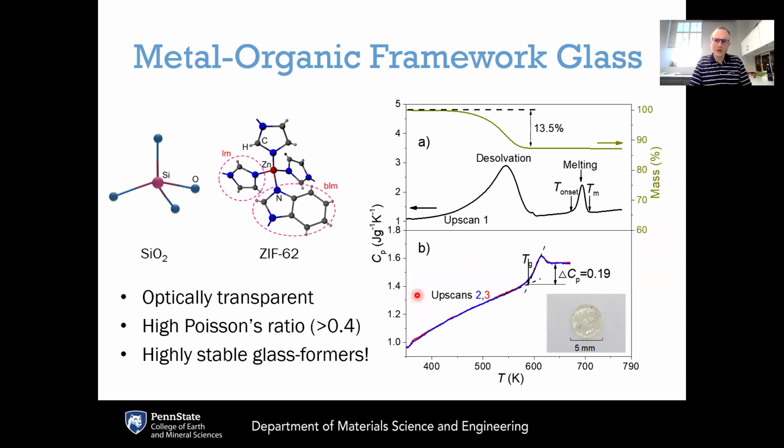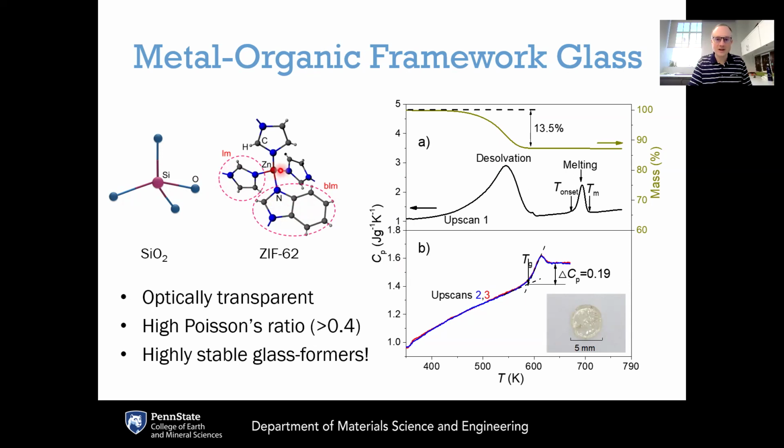Now, the newest family of glasses that have been developed are metal organic framework glasses. These are very interesting because they start off with a structural motif that is very similar to silica here, which is this tetrahedron. But instead of having these oxygens as the anions, there are imidazolate linkers here, these organic ligands, either imidazolate here or benzimidazolate. And these are essentially organic molecules that act to link the cation together.